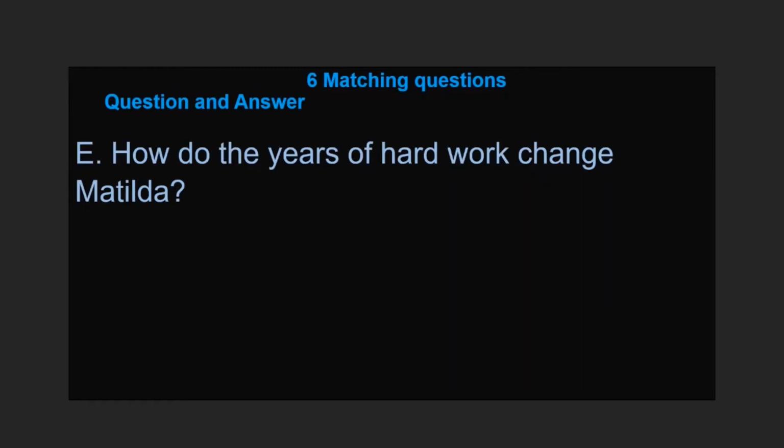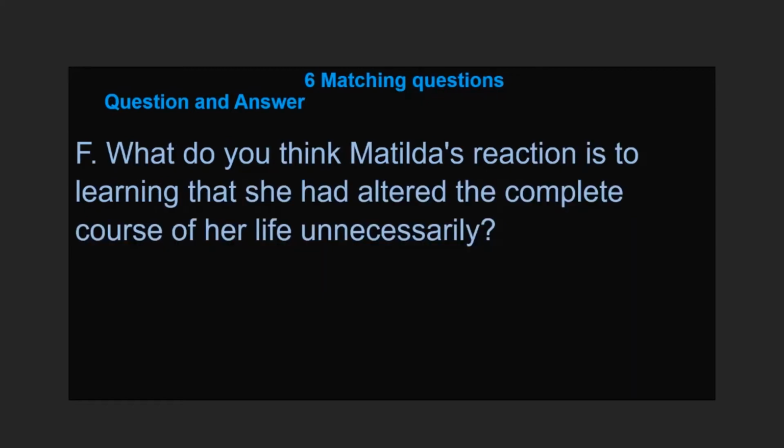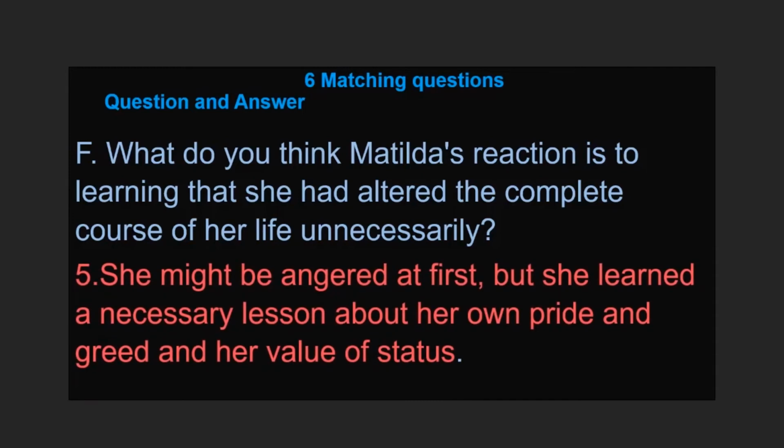This is another question. How do the years of hard work change Matilda? This is the answer. She aged and lost her beauty. She was hard-hearted and was broke. This is your last question. What do you think Matilda's reaction is to learning that she had altered the complete course of her life unnecessarily? Here is the answer. She might be angered at first, but she learned a necessary lesson about her own pride and greed and her value of status.